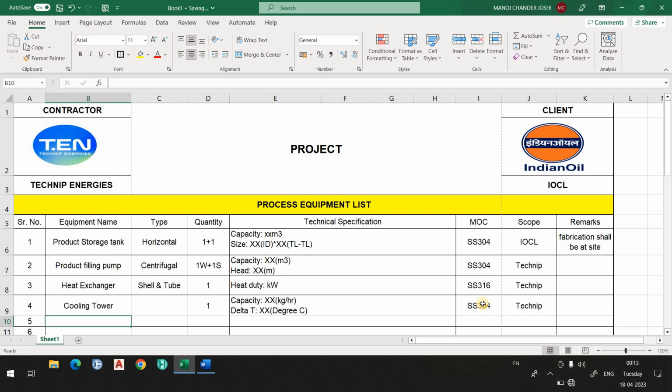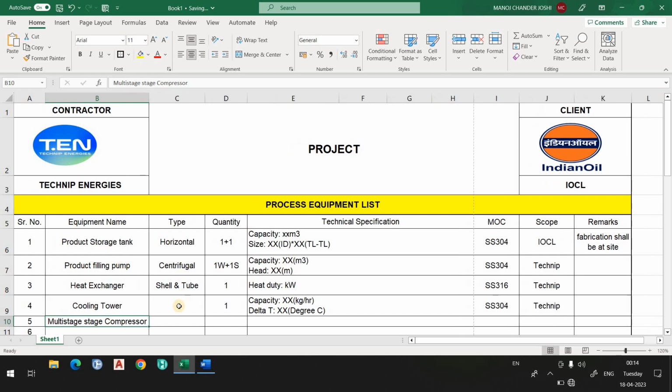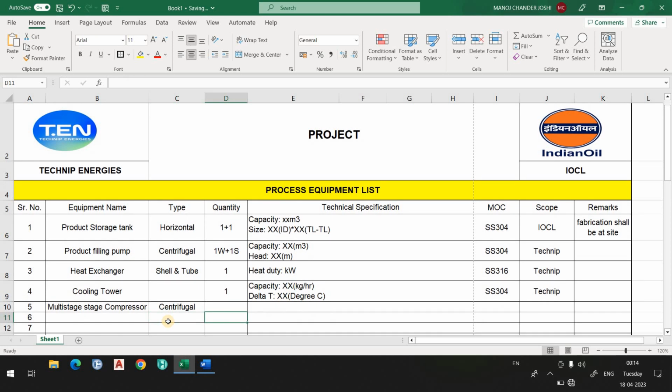Now the next equipment which mainly is used is the compressor. Okay, now which type of compressor are you using? Let's suppose you are using a multi-stage compressor. So this multi-stage compressor information will not be provided here, that will be provided here. Okay, so this is your multi-stage compressor. Which type of compressor is this one? This is also a centrifugal type compressor. Quantity is simply 1.